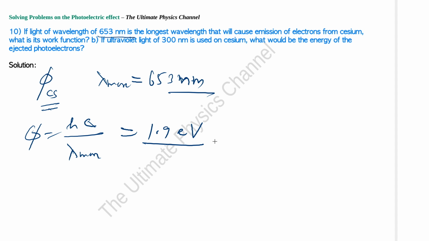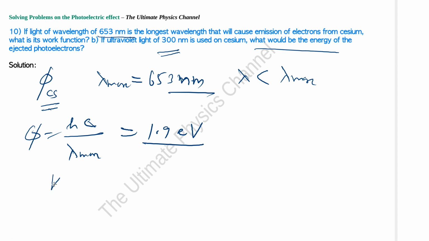Right. So part B of this question tells us that there is an ultraviolet light of 300 nanometers incident on cesium. Of course, that is less than lambda max here. You see, lambda is less than lambda max, so that should cause photoelectric effect. So what would be the energy of the ejected photoelectrons? That is the maximum kinetic energy. That is what we can calculate from the photoelectric equation.